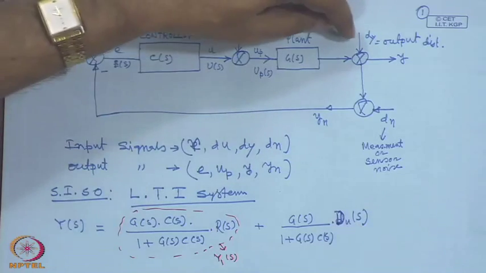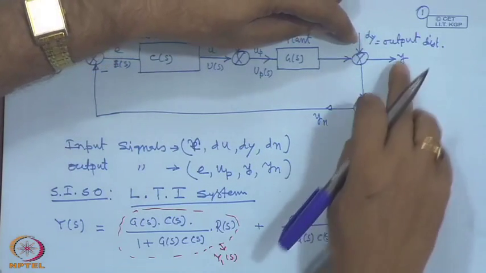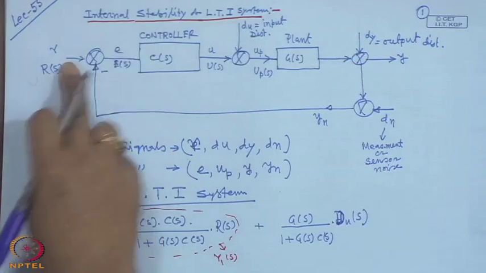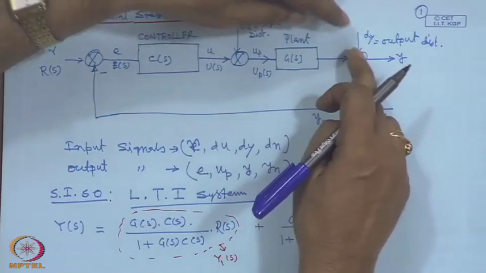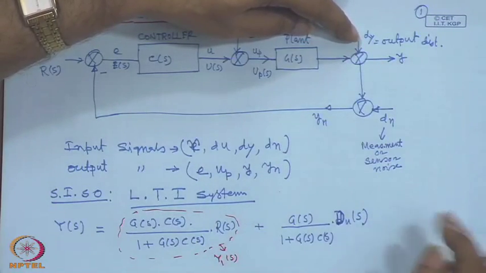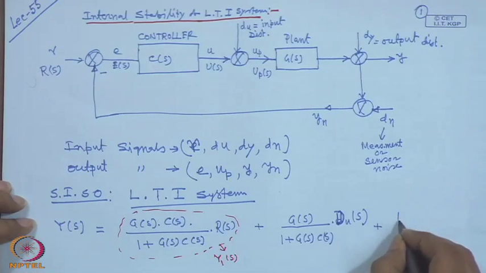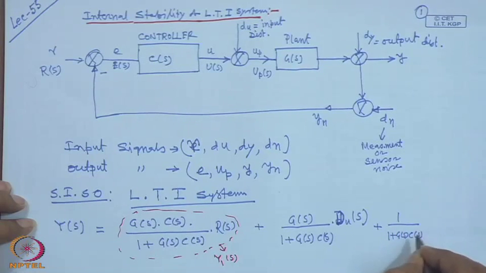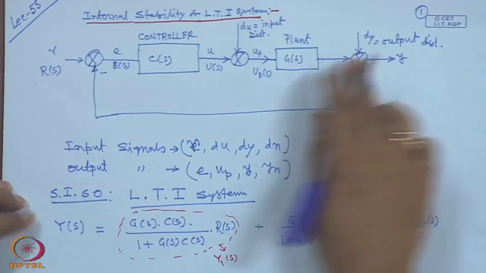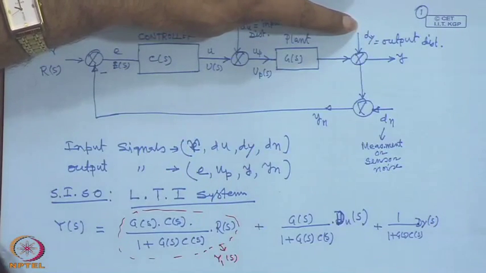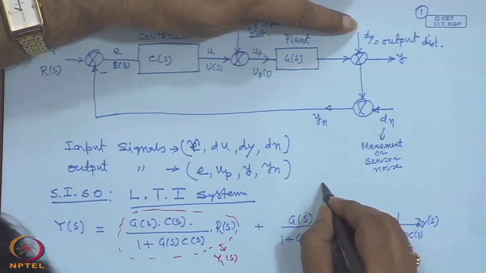Next we will find the output due to this input only. Now this is 0, this is 0, assume this is 0. Now I will redraw the circuit for this case and then explain how it comes: 1 plus G(s)C(s), into Dy(s). Redraw this circuit when only this input is present and the other inputs are not there. So I just redraw this, du.